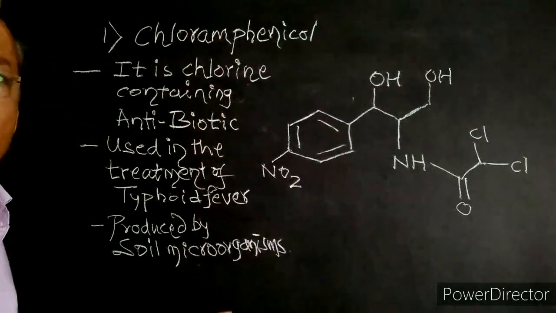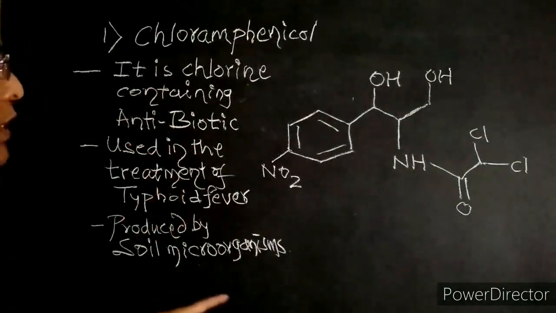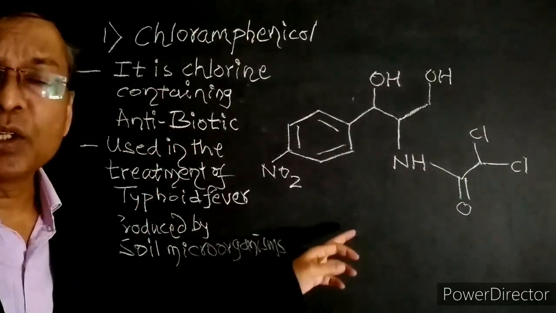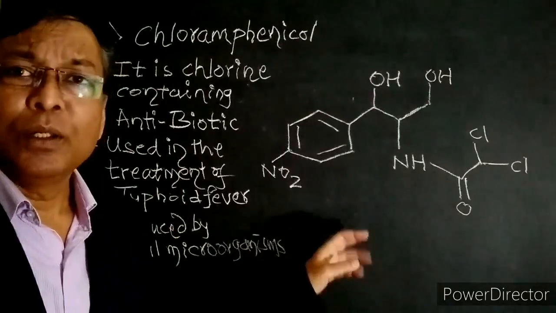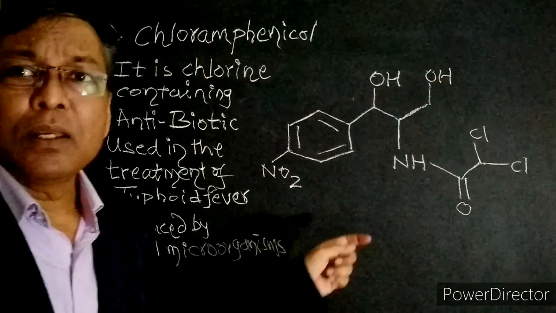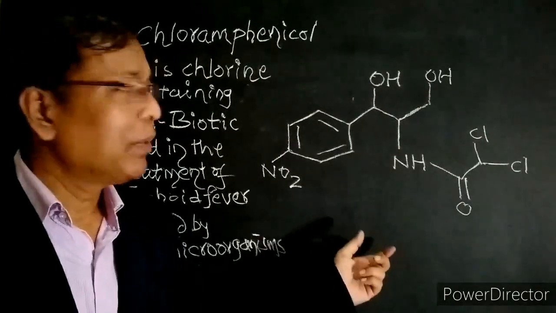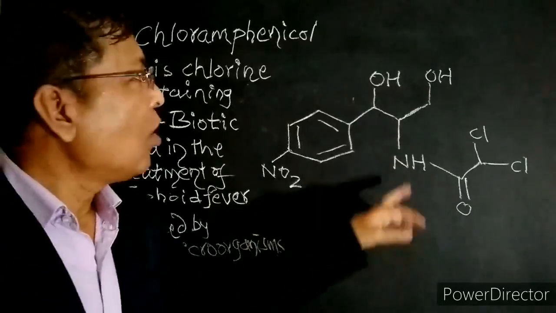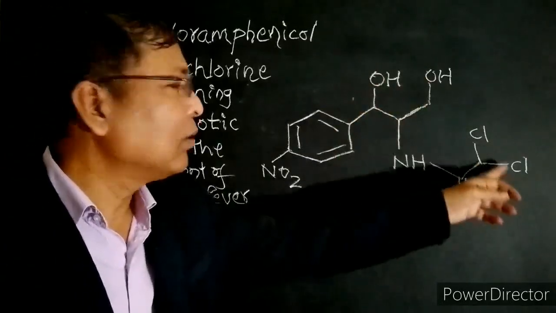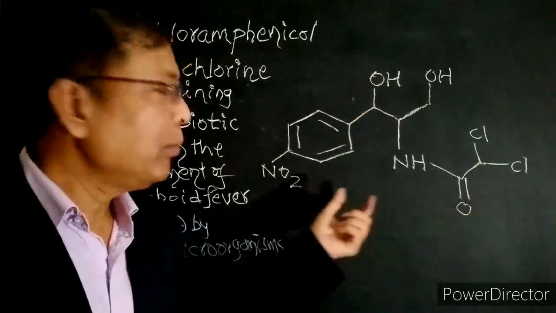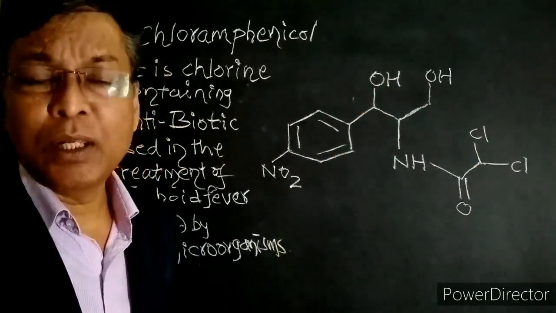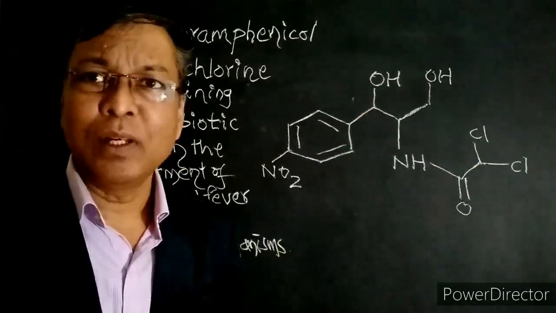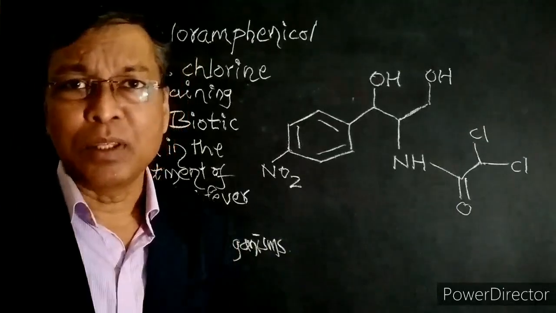Please pause the video and take down these points and this structure. This structure is very important. You need to remember it. If it is difficult for you to remember, at least remember how many hydroxyl groups, how many chlorine atoms, how many nitro groups are present in chloramphenicol. That will help you to attempt the questions.